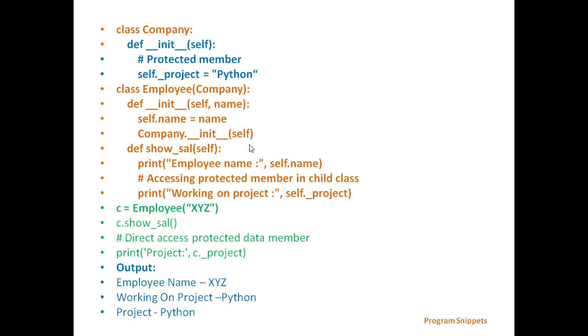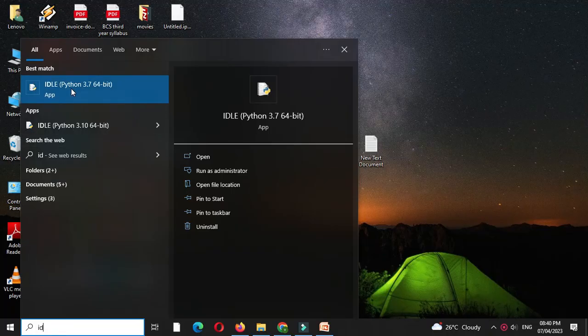Then we will create an object of class Employee, which will call the method from that class. We can directly access the protected member by using the object of the class, .._project. When we execute this, it will give the output: employee name, working on project, and again project Python. Now we will execute this code.